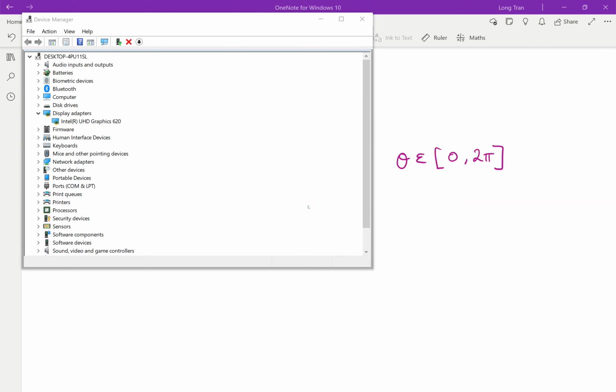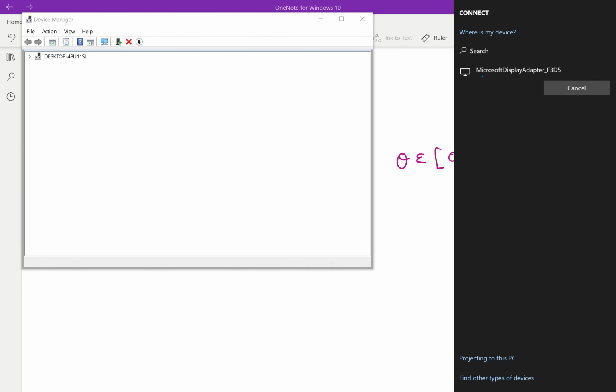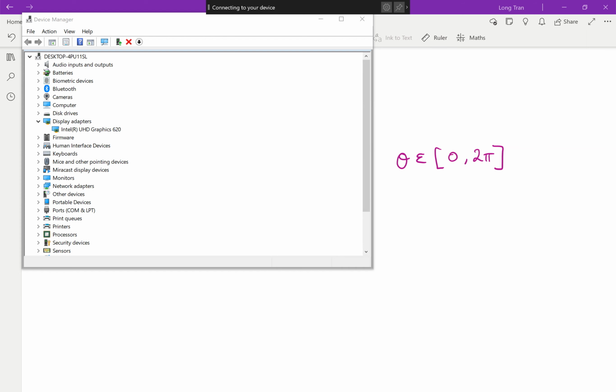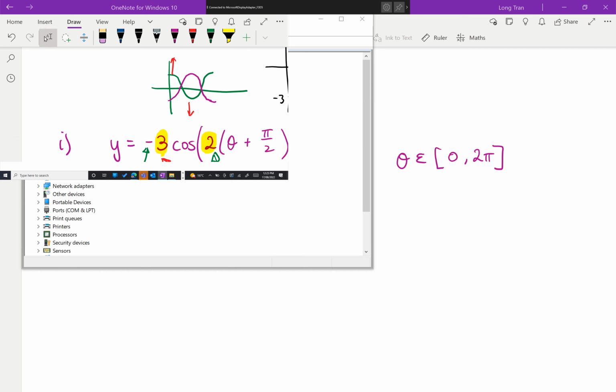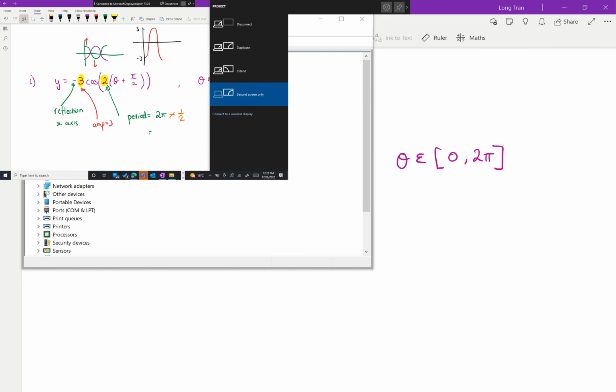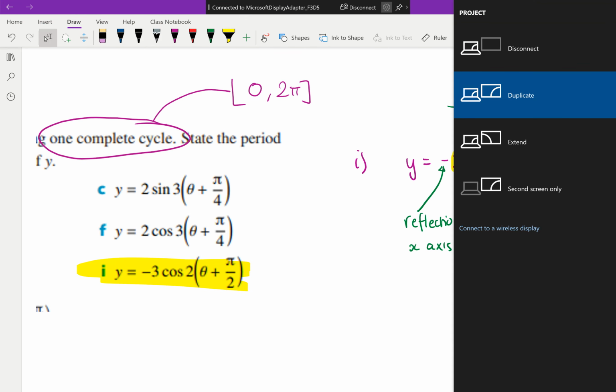Cool. Reconnect. Change the screen. Back to duplicate. All right, we're back.